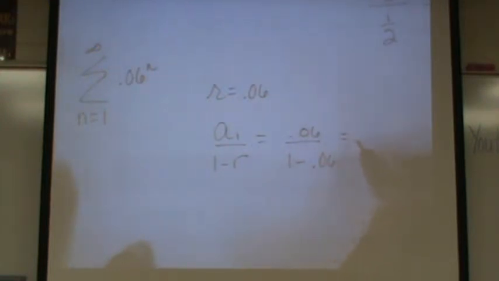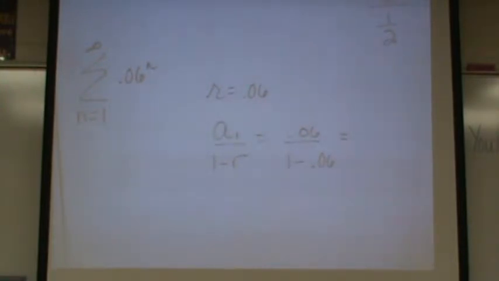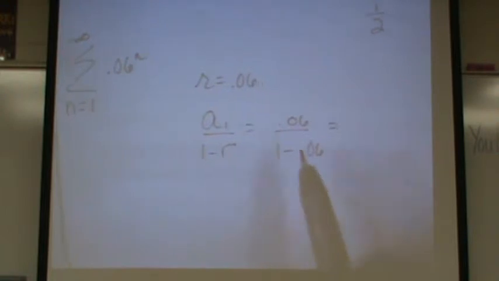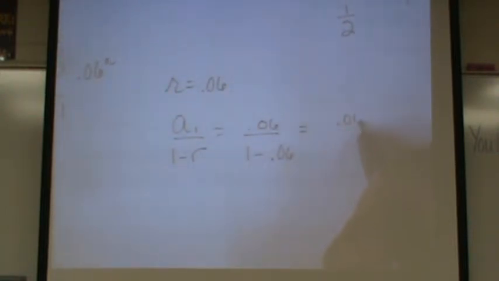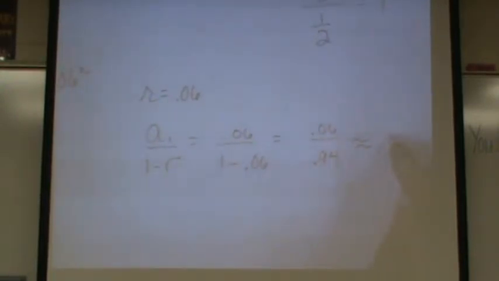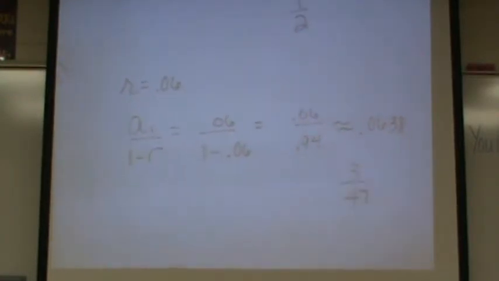So you can do this on a calculator if you wanted to. 1 minus 0.06, or if you were not allowed to use a calculator, you would probably turn this into 6 over 100. But you have 0.06 over 0.94, and you get 0.0638, and if you convert this math fraction, you get 3 over 47. That is your answer.